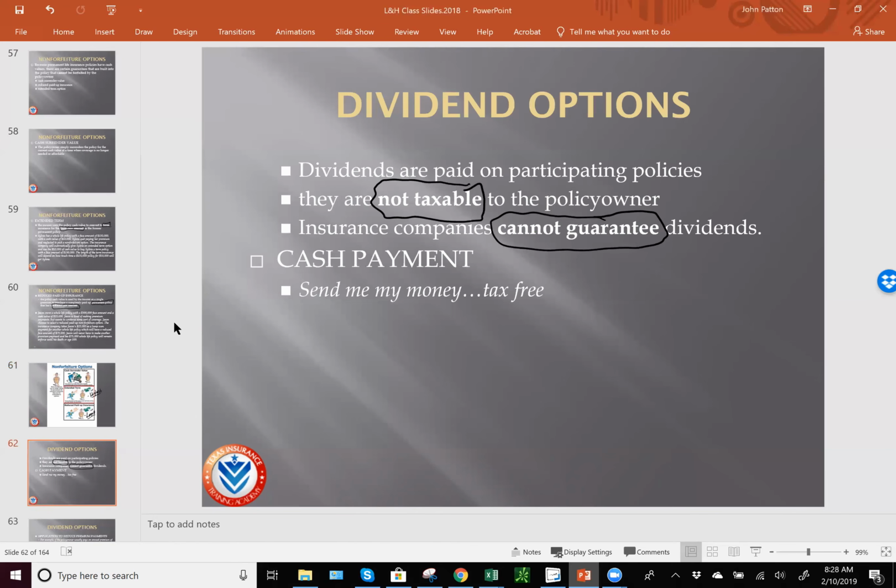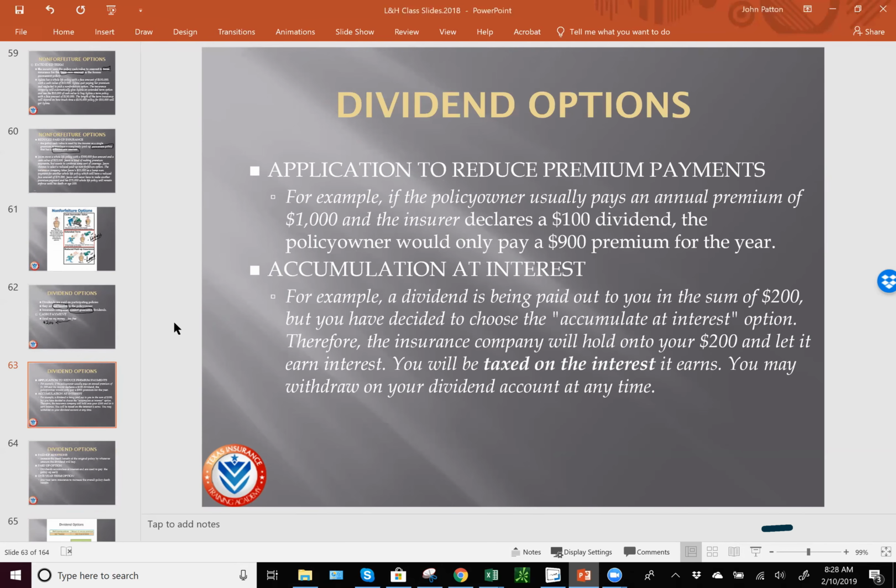All right, here are your different dividend options. First is a cash payment. That's pretty easy. Send me my money, tax-free. So if Mutual of Omaha has a $200 dividend for you, they send you your money, and that money is tax-free.